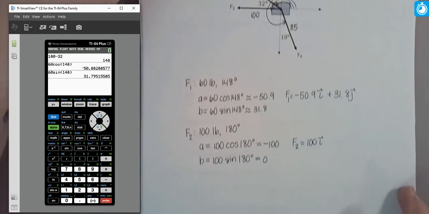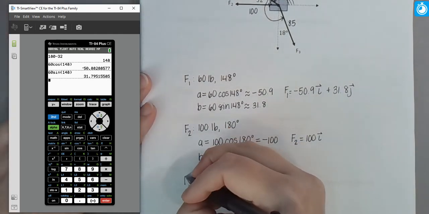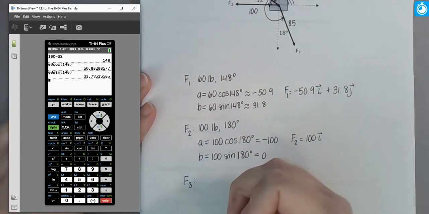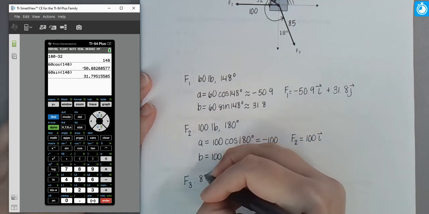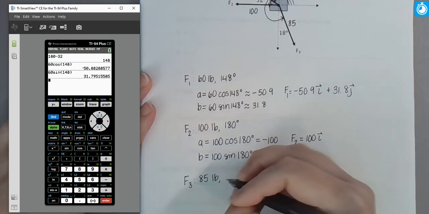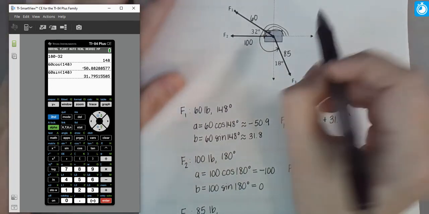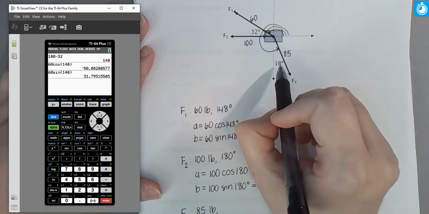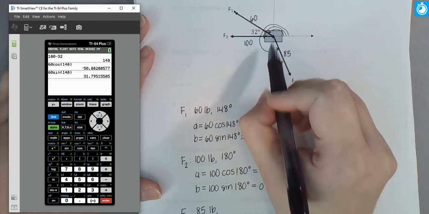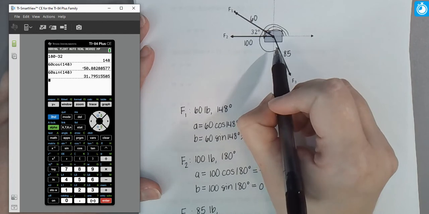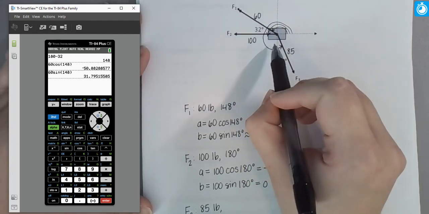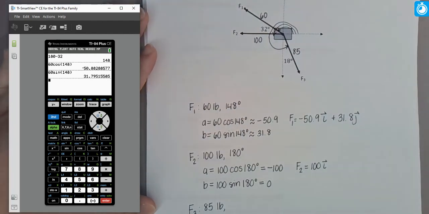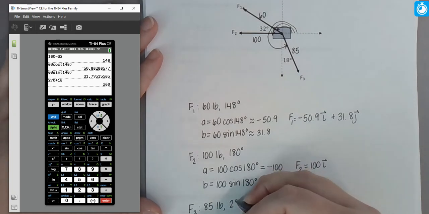Okay, and last but not least, force 3. And again, we have to determine the actual direction angle. We know the magnitude is 85 pounds. And then we travel 270 degrees to get here. And then the angle between our actual vector and the negative y-axis, that's 18 degrees. So 270 degrees and then the additional 18, 270 plus 18 is going to be 288 degrees. So that's our direction angle.